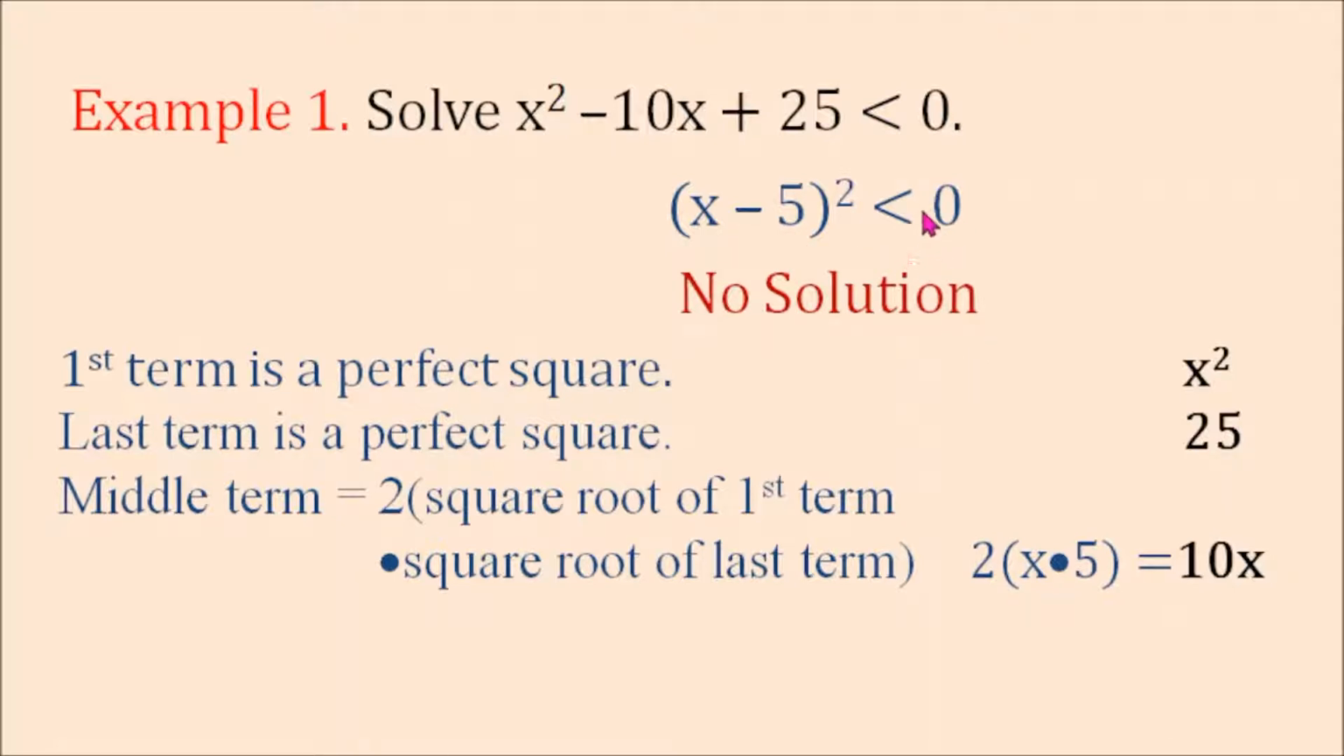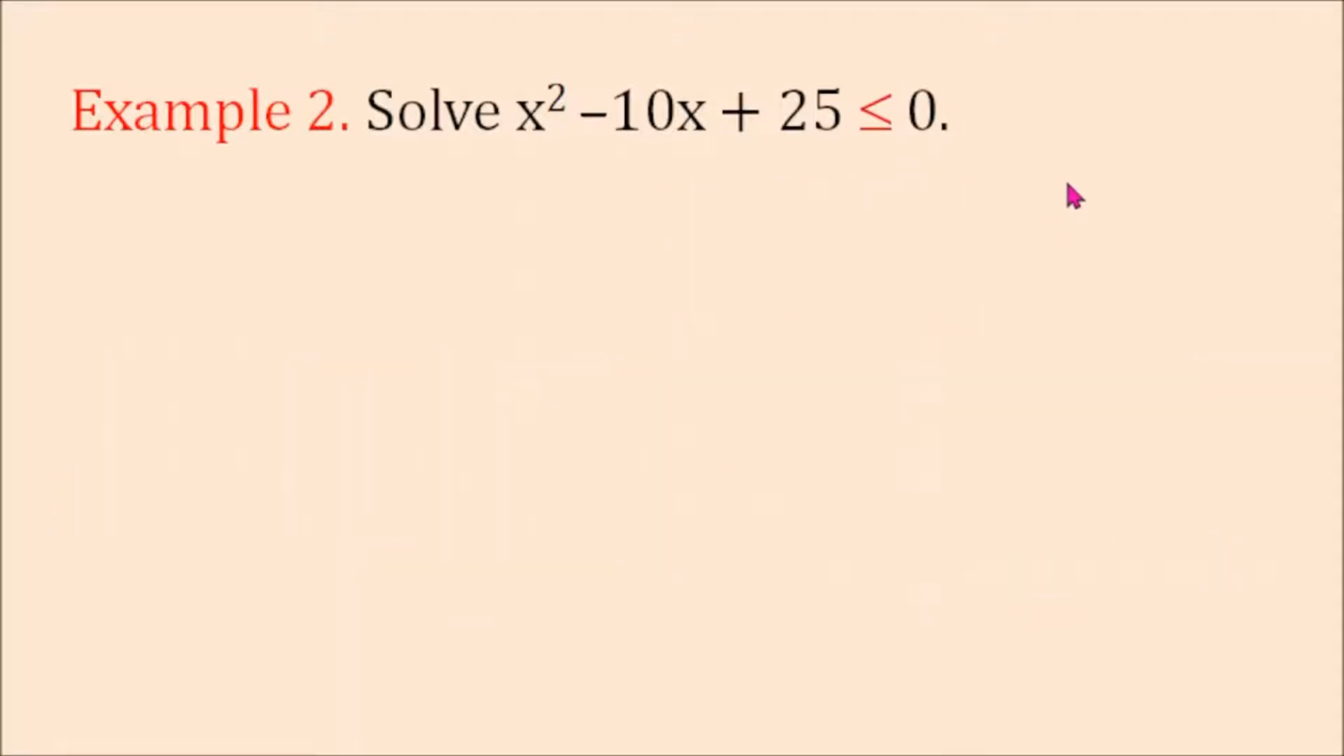How about if we are going to change this less than to less than or equal to? We will make it our example number 2. Now we know that this is a perfect square trinomial, and it can be expressed as the quantity x minus 5 squared is less than or equal to 0, and we already know that it has no solution if it is just less than 0.